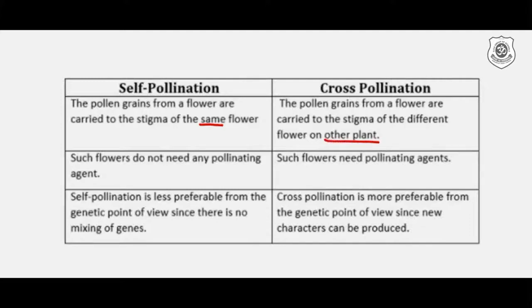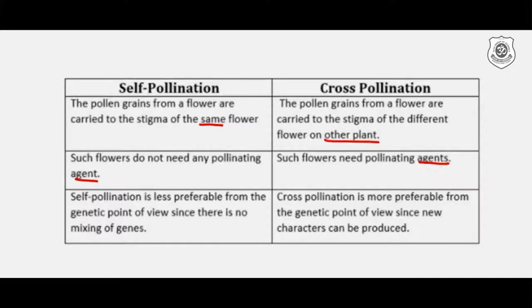So this is what we have learnt. That's cross. And for self to occur, there's no requirement of an agent. An agent is not required. For cross to occur, definitely some agents are required. So what's the difference between self and cross? Self, there's no necessity for an agent. Cross, it's a must.